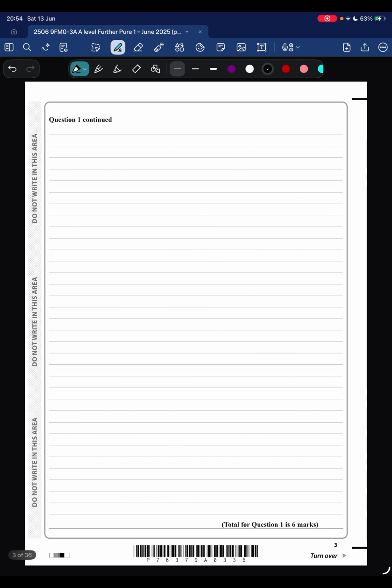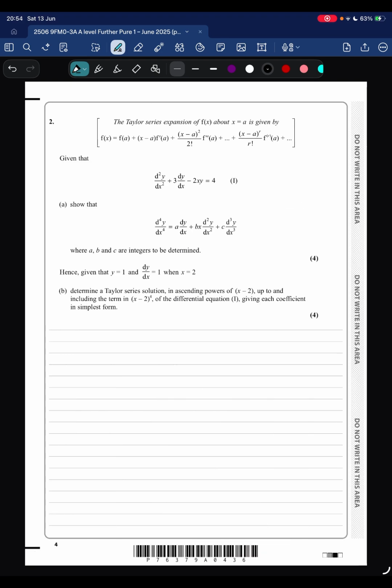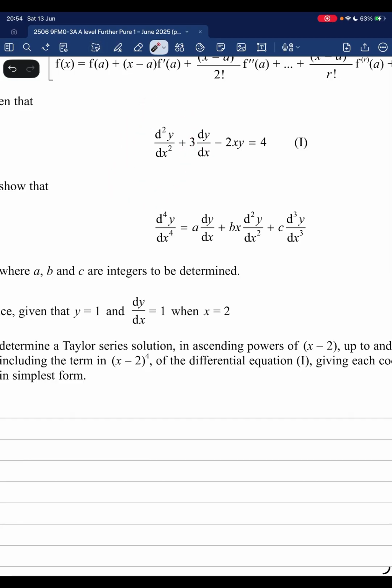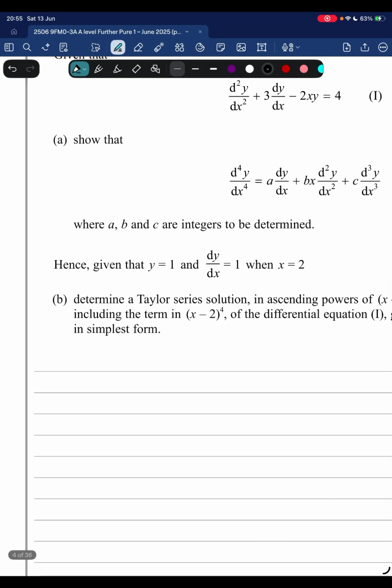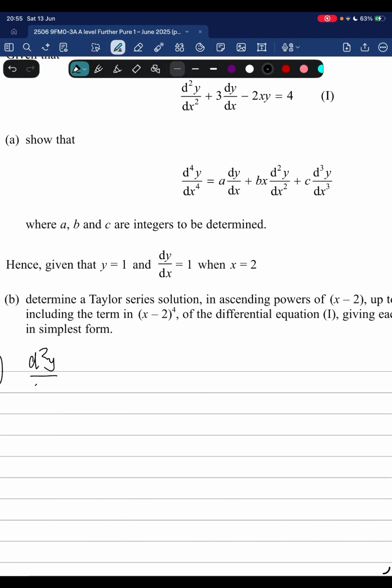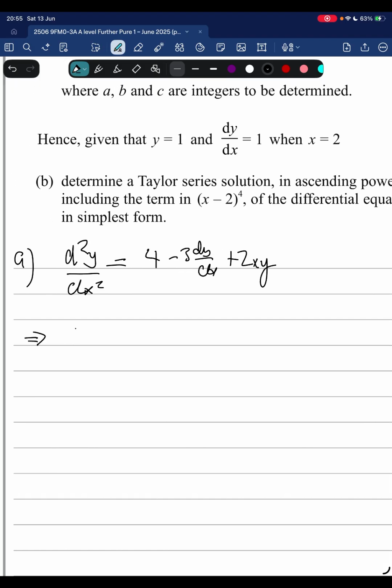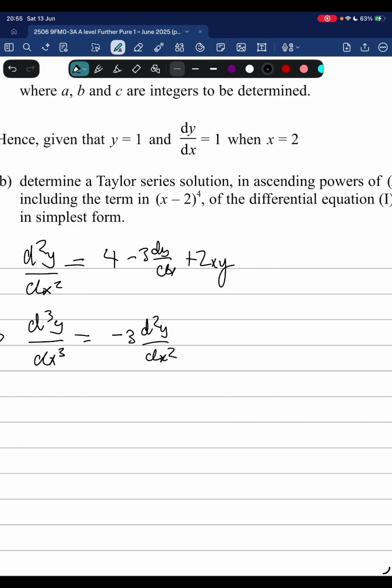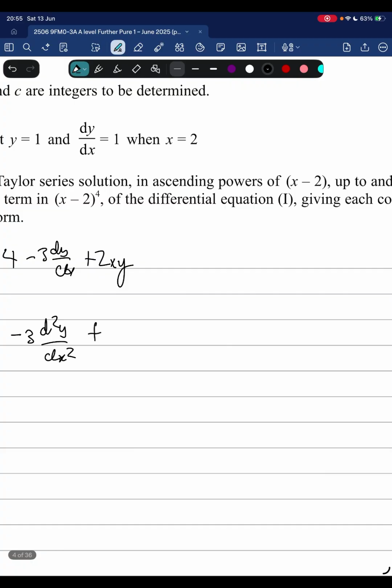Okay. So question 2, we are given a differential equation. So what we want to do is find the fourth derivative. So firstly, you can either rearrange for the second derivative or just differentiate implicitly. I'm going to rearrange. I mean, this is personal preference. So we're going to get d squared y of dx squared equals 4 minus 3 dy by dx plus 2xy. And now if we differentiate both sides, we get d3y by dx cubed equals minus 3 d squared y by dx squared. Now for 2xy, we use product rule. So we differentiate x to get 1 and differentiate y to get dy by dx, and we cross them. So we get 2x dy by dx plus 2y.